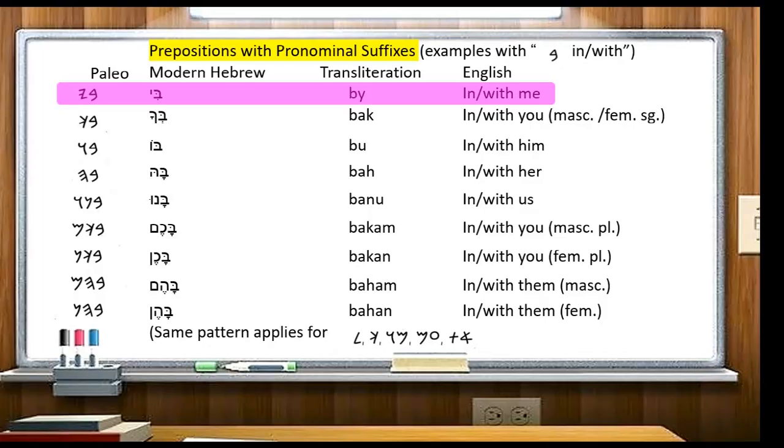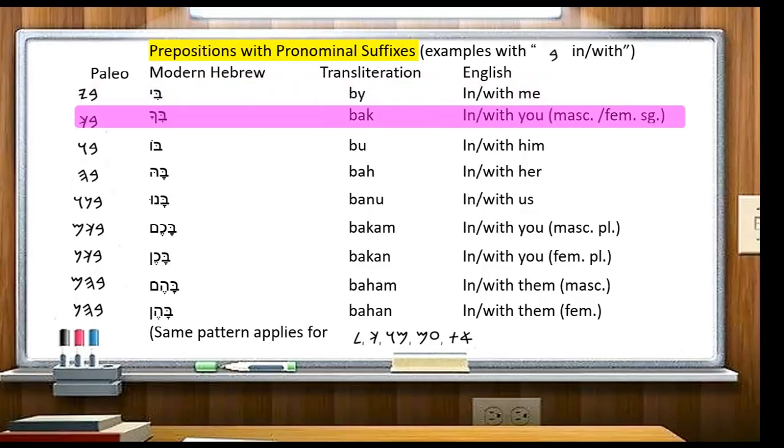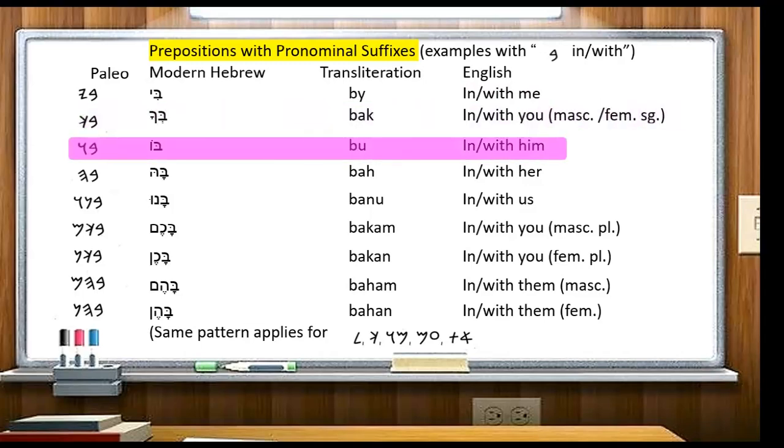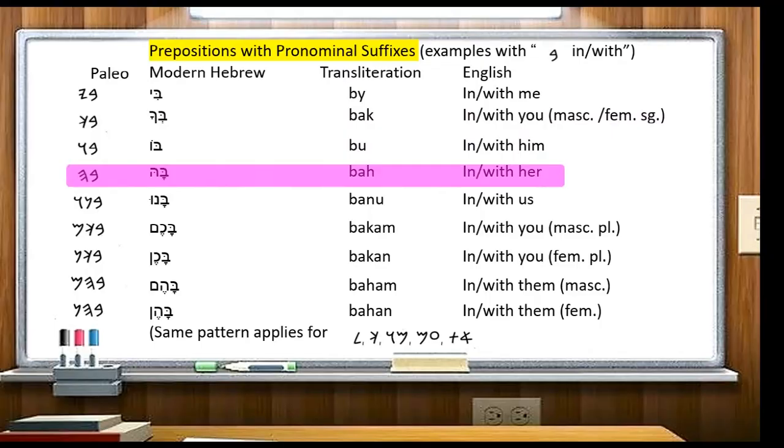Then we get to in or with you. That would be back. In or with him, boo. In or with her, ba.